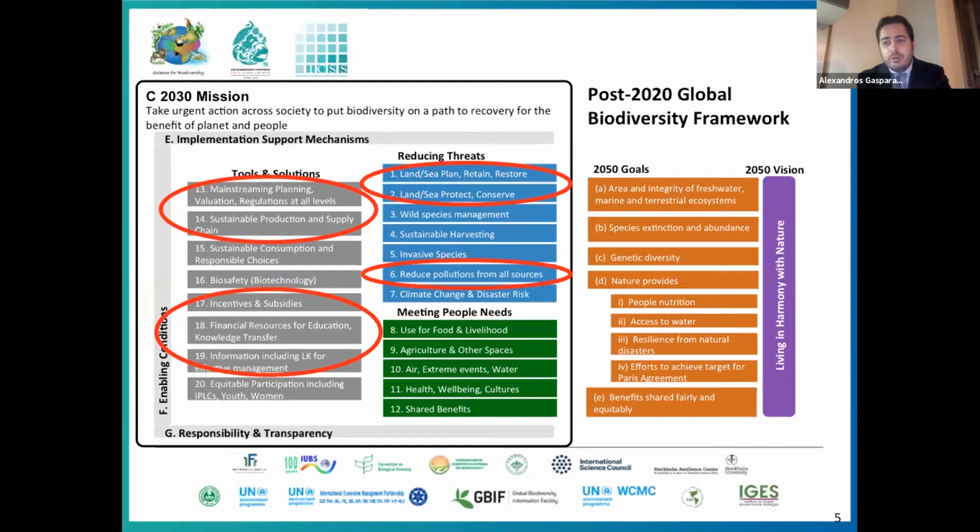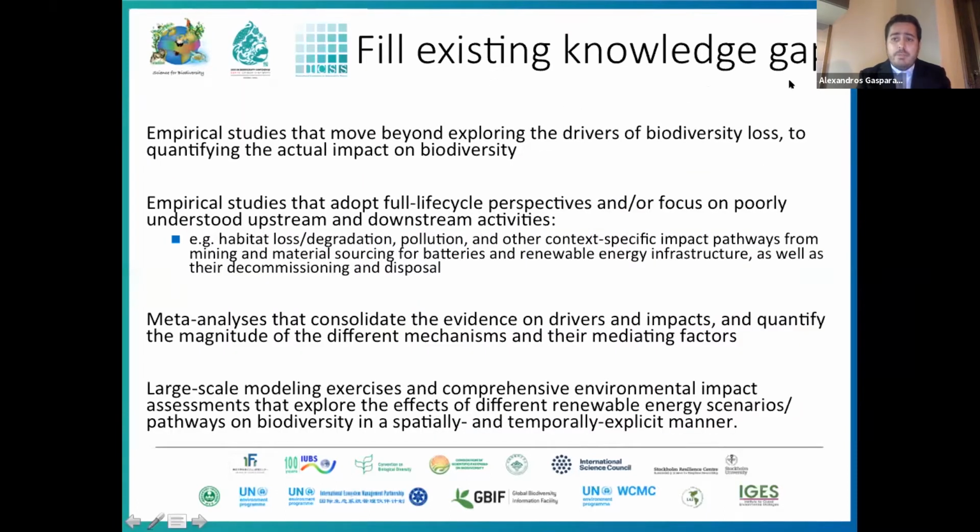Unfortunately, I could not separate my presentation by target because there is a lot of overlapping. So what I'm going to be touching on are some of the critical aspects that I think are important when we are dealing with or trying to put in place interventions or solutions to reduce these trade-offs between renewable energy promotion and biodiversity conservation.